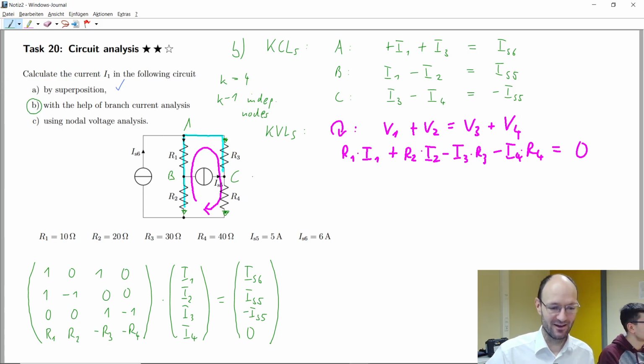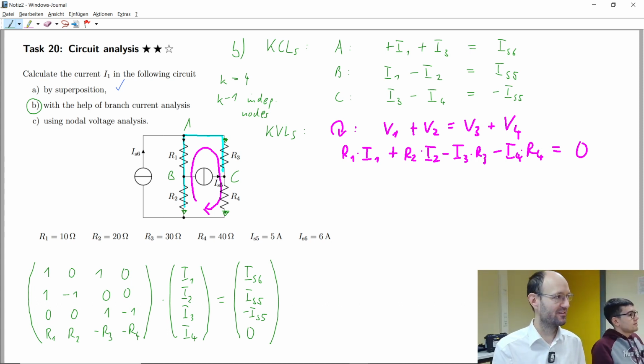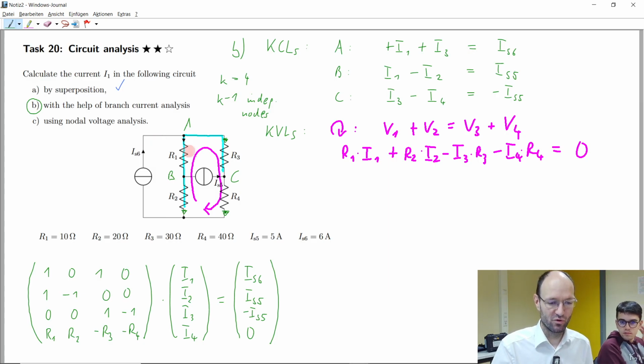Just got an understanding question for setting up the Kirchhoff's voltage law. Yes. So theoretically, if you say the source still exists, you could also go over the source? Yeah, you can go over the source, but if you go over the source, then you get the voltage drop across the source as an unknown into your system of equations. So if we would set up a Kirchhoff's voltage law going over the source, then we would end up with one more equation. So it's not wrong, but it just increases the effort.